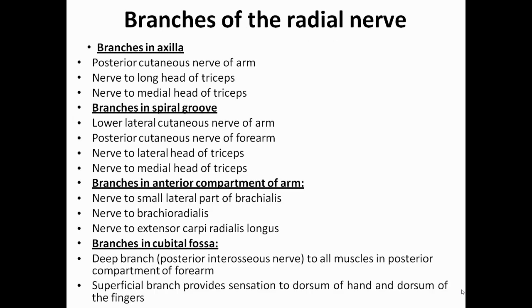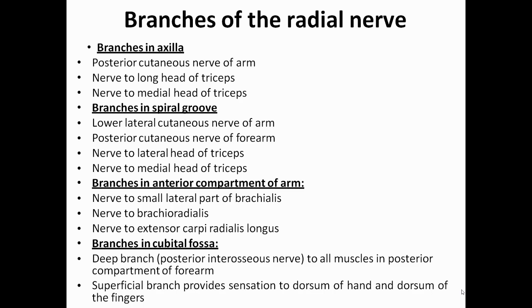Now we see the branches of the radial nerve. Branches in the axilla: these are the posterior cutaneous nerve of the arm, the nerve to the long head of the triceps, and the nerve to the medial head of the triceps. And the branches present in the spiral groove are the lower lateral cutaneous nerve of the arm, the posterior cutaneous nerve of the forearm, the nerve to the lateral head of the triceps, and the nerve that goes to the medial head of the triceps.